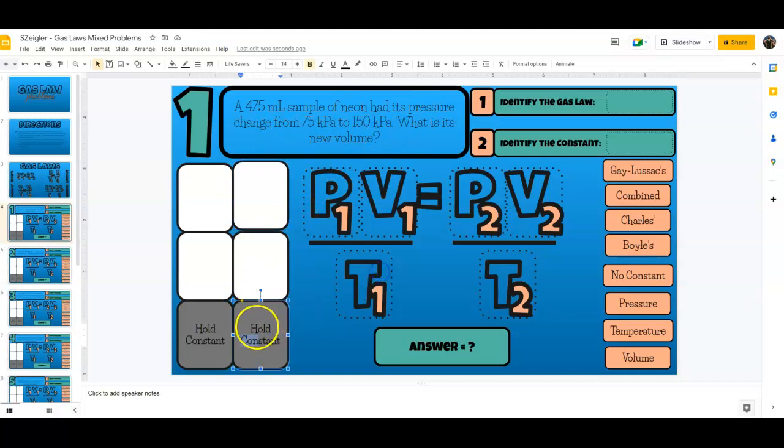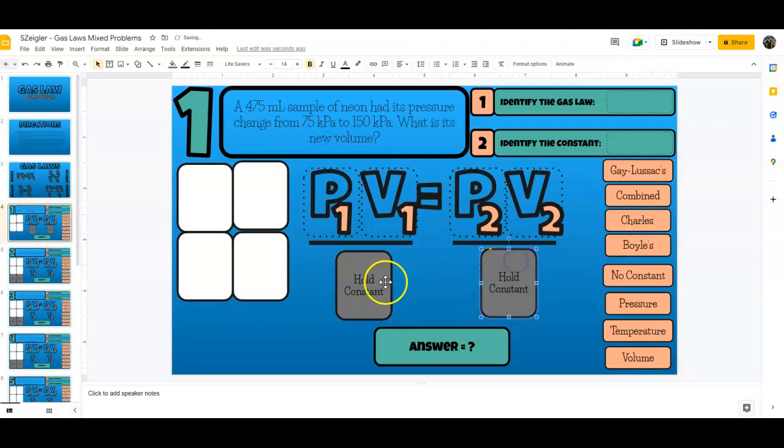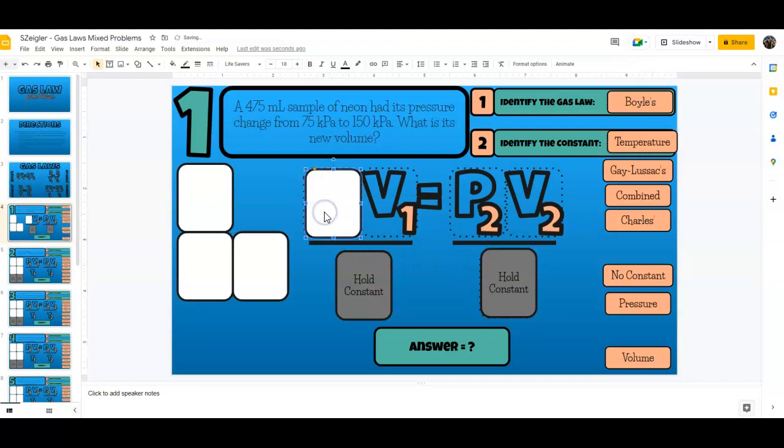So I'm going to take this square and cover the things that are held constant, meaning they are not part of the equation. From doing this, you can see that the 2 variables that are related to each other are these 2. Now you identify the gas law. Looking at your notes, PV is Boyle's, and then identify the constant again, which is temperature, because that's the one thing that's not mentioned.